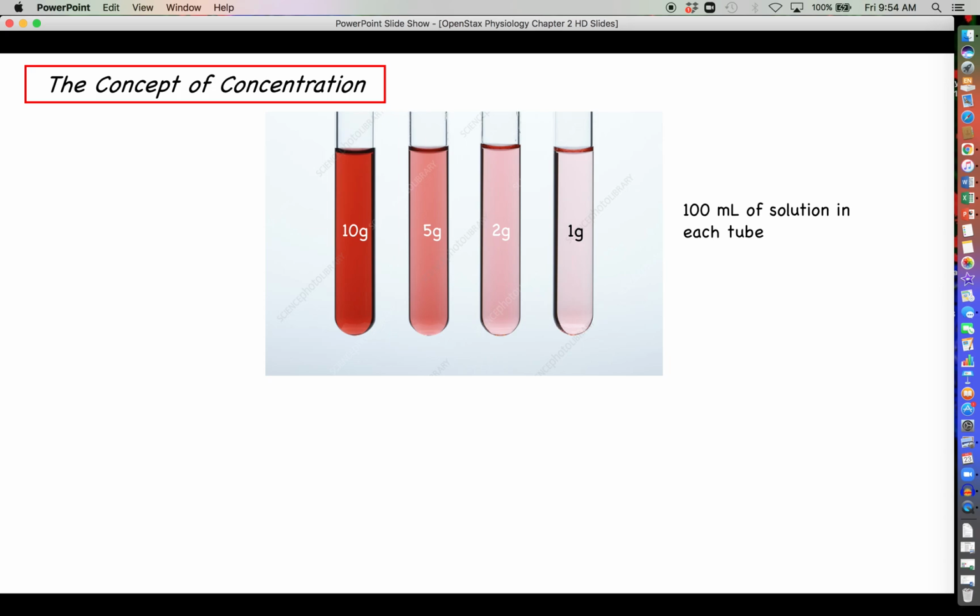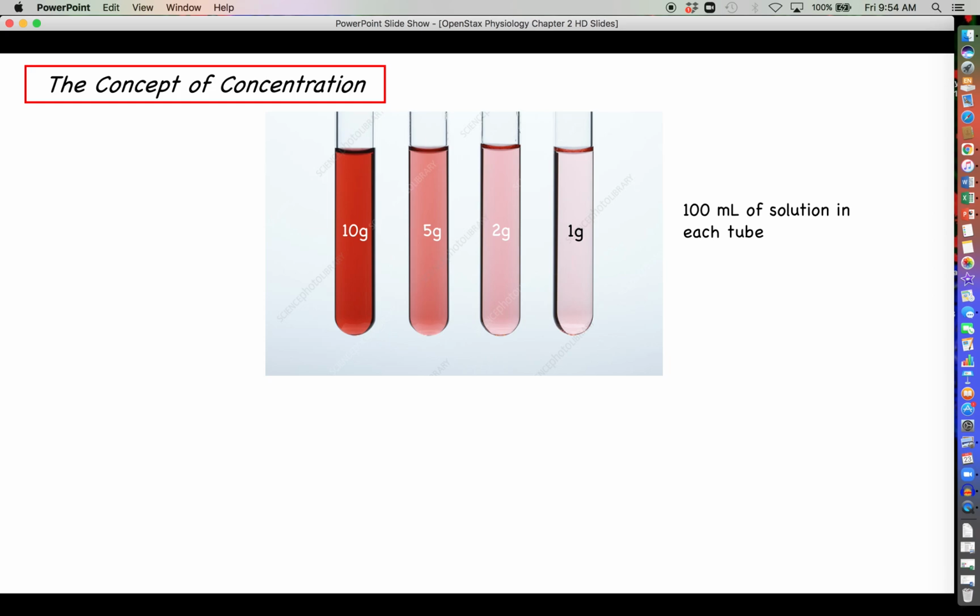So what we're showing here is that we only have one solute. The solute in this case is just going to be some red solute. Again, we can just assume we took it out of the chemical storage cabinet. So we dissolved different amounts of this red solute in equal amounts of solution.